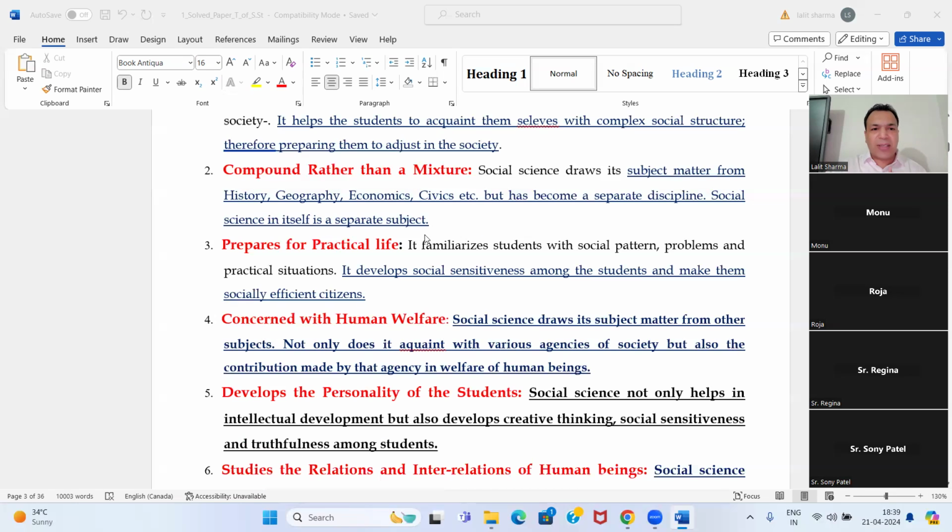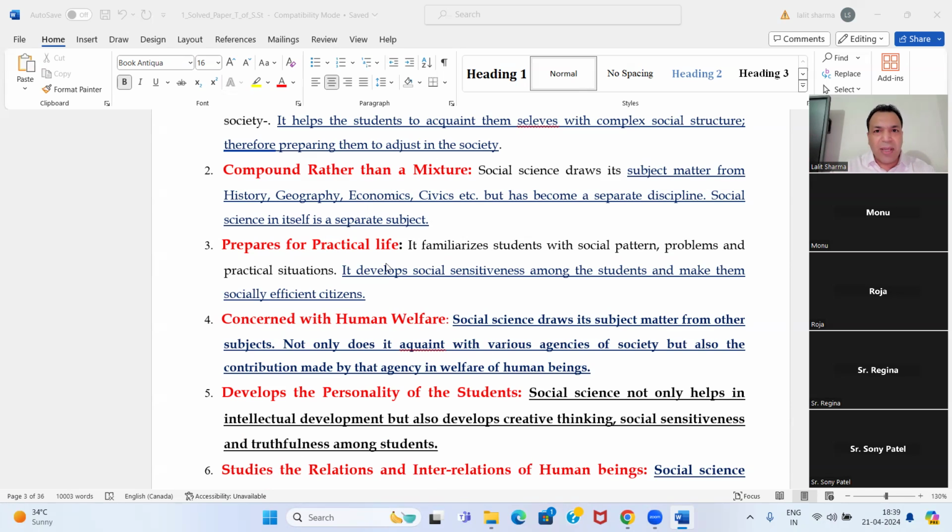Third point of the nature of social science is that it prepares for practical life. These topics, whatever I am discussing, are more or less the same for the other teaching subjects also. Okay, guys? And don't think that Lalit sir is taking a class of teaching of SST. You will see this nature in other subjects also, so the points would be almost the same.